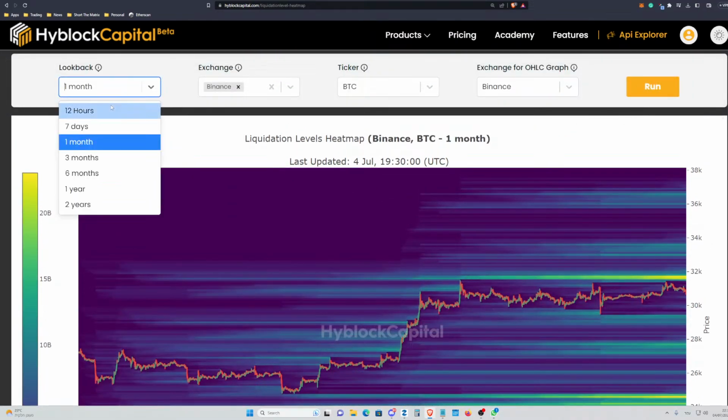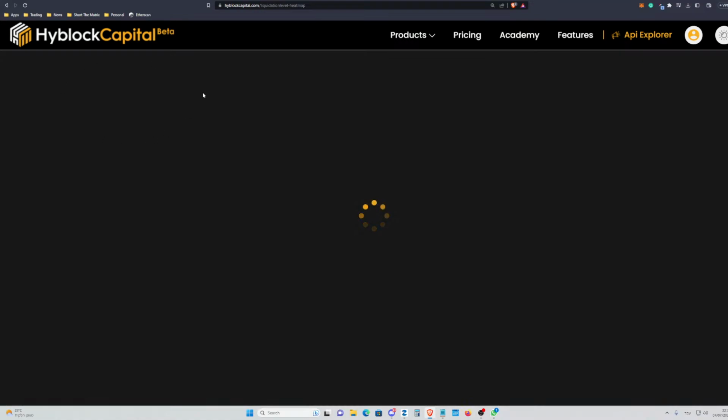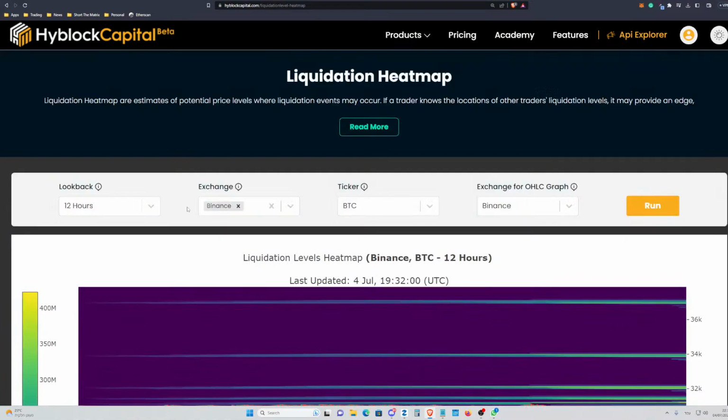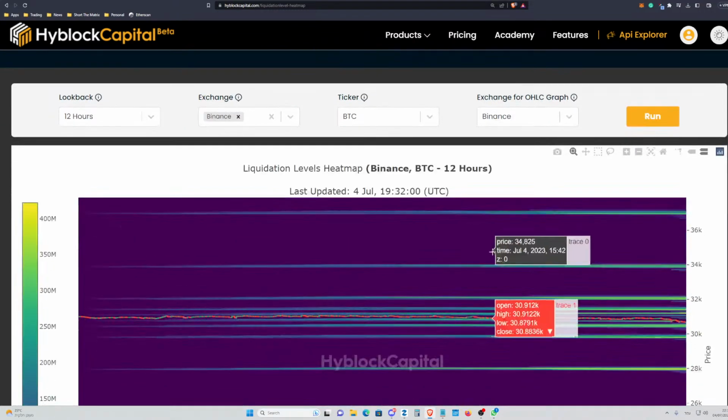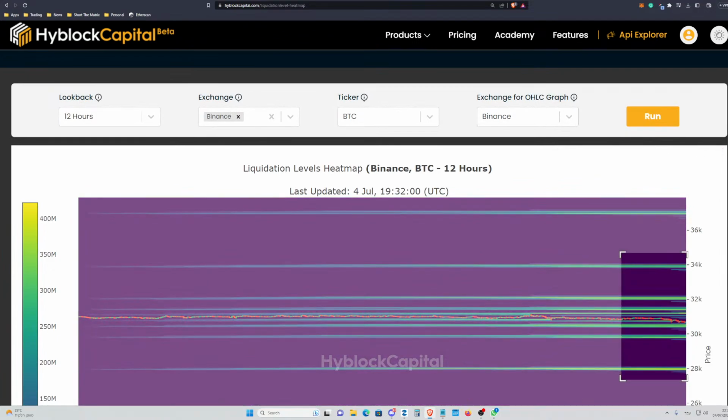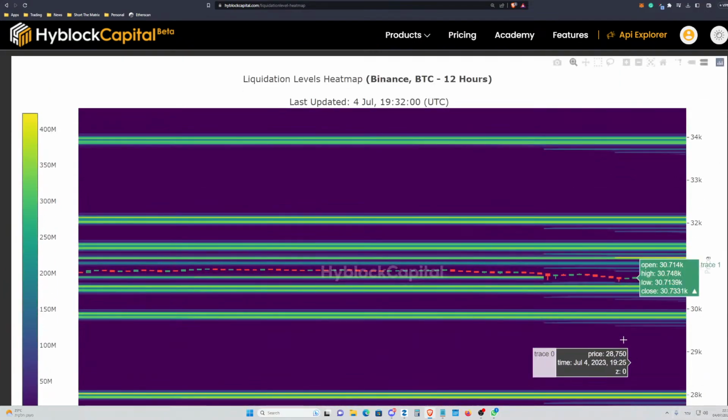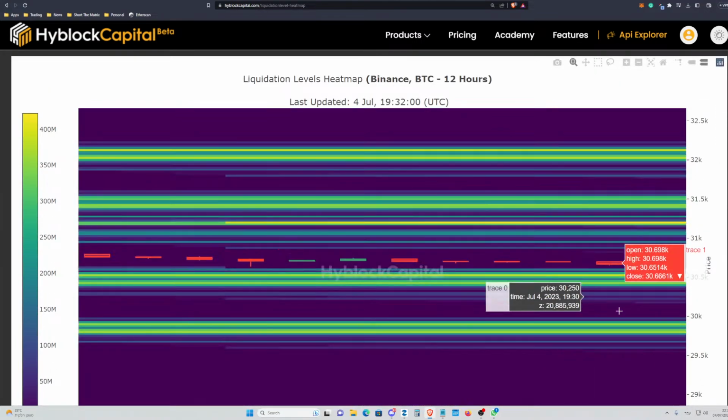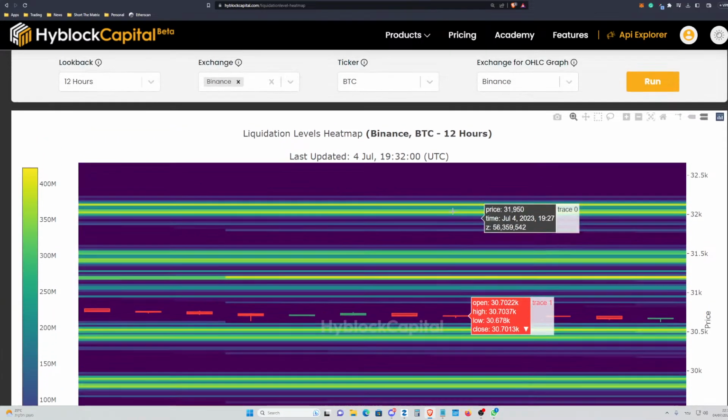So using the Hyblock charts, when we go to the lower time frames, we'll start analyzing from the 12-hour charts all the way to even the 2 years with this tutorial, but then we'll learn how to apply it to the charts. Okay, so as you can see, the 12 hours is full of noise, okay?